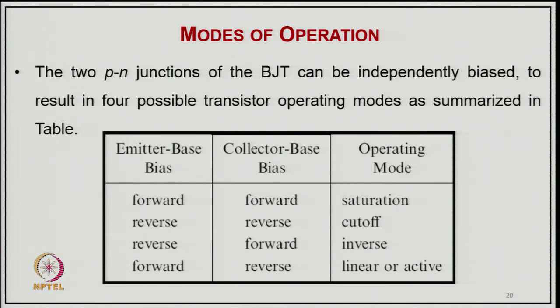But if both the emitter base and collector base junctions are reverse biased, then we call it cutoff. It means it works as a switch that is off. Here the switch is on. And if the emitter base is reverse biased and the collector base is forward biased, then it works in the inverse mode. And when the emitter base is forward biased and the collector base is reverse biased, then it becomes the linear or active region, for which we have calculated the current gain also. So these are the modes of operation of this BJT, of these 2 p-n junction diodes which we discussed.